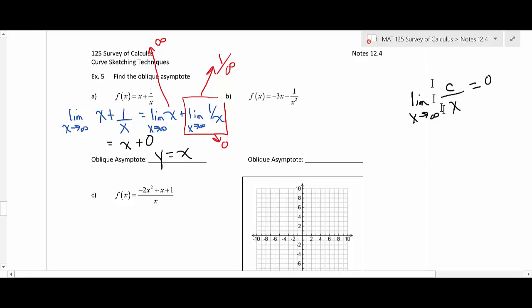Always, because that denominator is going to be infinitely bigger than the numerator, so that goes to 0. Okay, so let me show you what this looks like on the calculator.